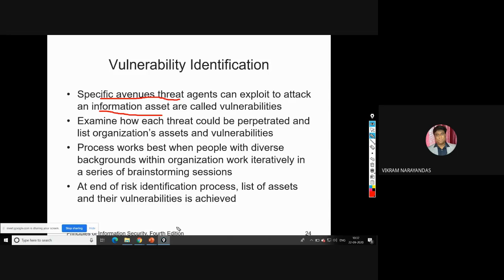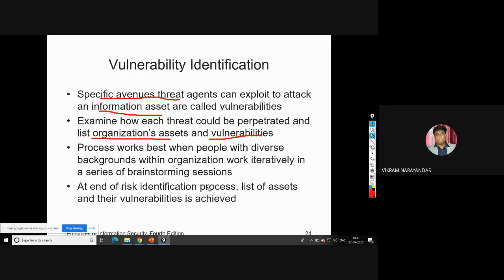So you need to examine how each threat could be perpetrated and list the organization's assets and vulnerabilities here. You want to examine each and every asset and the vulnerabilities of your organization.